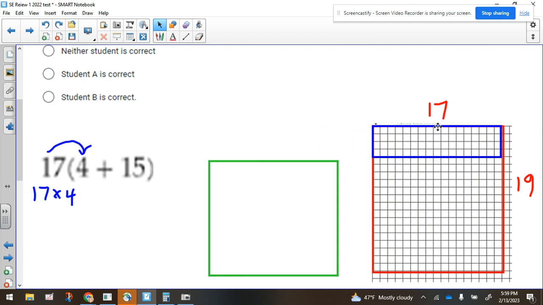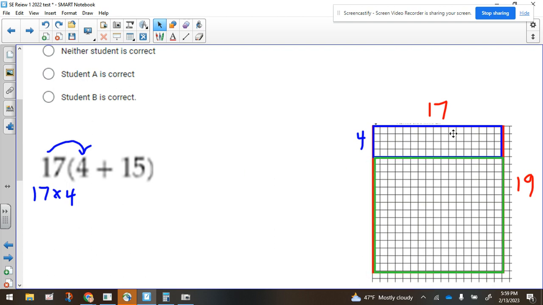So we have this blue chunk, which is represented here as 17 by 4, because this dimension does not change. However, over here, we're breaking that up as 4. And then we have this chunk, which is still 17 going across, but what is it up and down? Well, it would be 15, going this way. And it's not an accident that 4 plus 15 equals 19, right? So if we finish distributing this, we started with the 17 times 4, and we have to add to that the 17 times the 15.